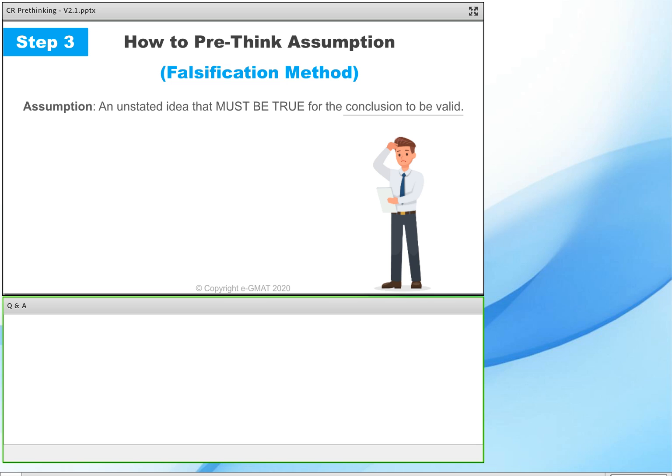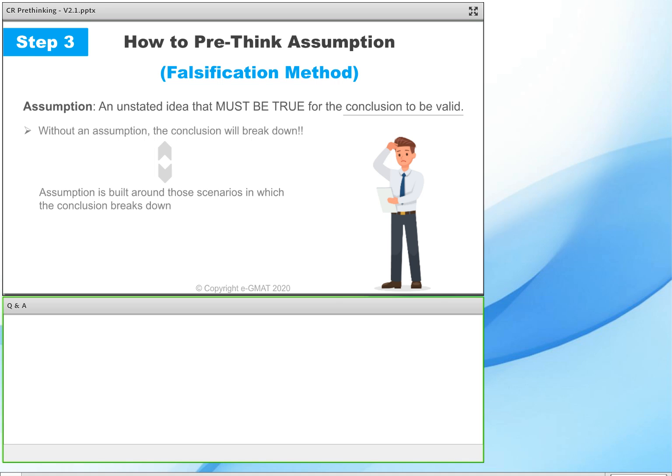So how do we go about pre-thinking? The fundamental principle of this falsification method starts from the very definition of an assumption. What is an assumption? It's an unstated idea that must be true for the conclusion to be valid. Or in other words, without an assumption, there's a possibility that the conclusion can break down. So if you think about that roof visualization, where you're talking about the essential pillar, without that essential pillar, the roof will cave in.